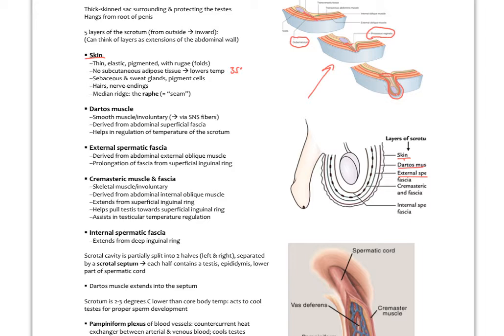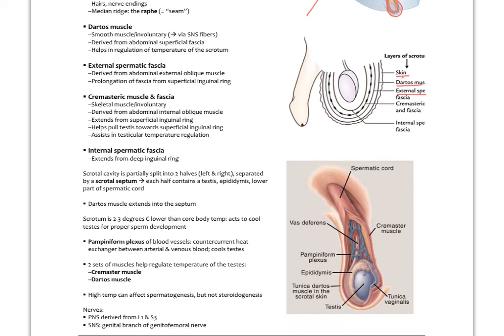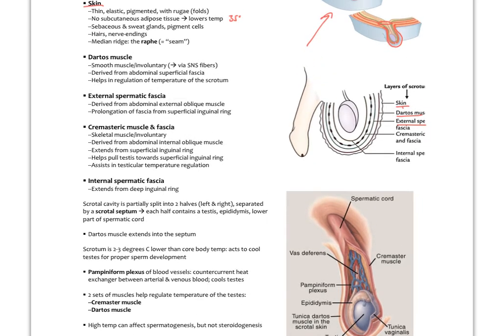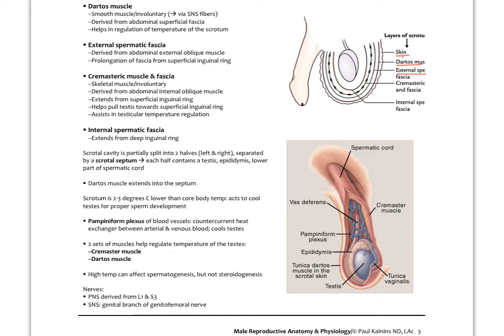The scrotal cavity itself is split into 2 halves, a right and left, separated by the scrotal septum, and that's going to be right underneath the raphe that's seen on the surface of the skin. Each half contains a testis, a singular testicle, the epididymis, which is where the sperm will collect, and then the lower part of the spermatic cord, which contains the vas deferens, as well as arteries, veins, and nerves. The dartos muscle extends into the septum itself.